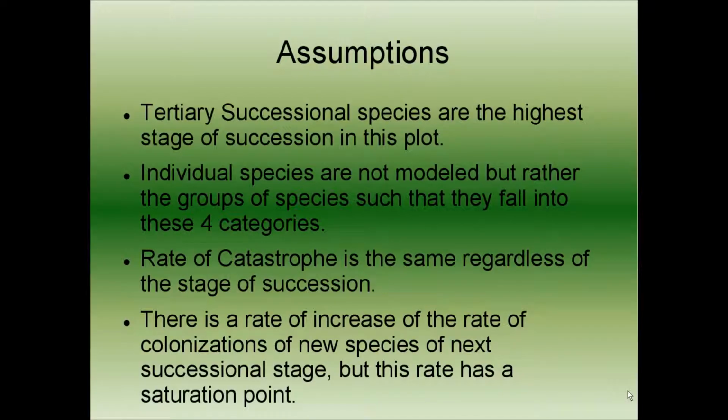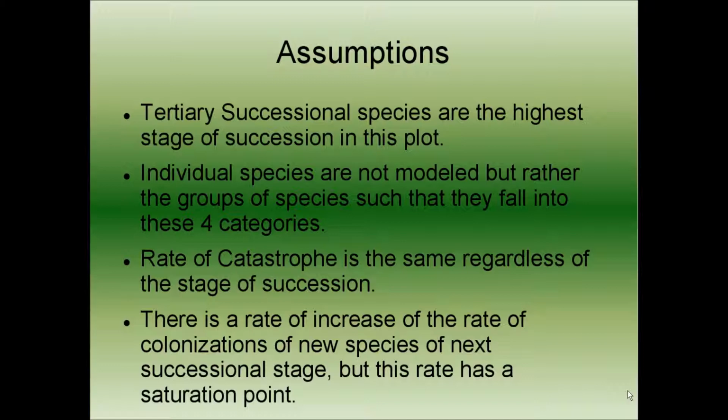Now, in order for this model to work, there were various assumptions that were made. I've mentioned some of them before, but I will now explicitly state them. Tertiary successional species are assumed to be the highest stage of succession in this plot. Furthermore, individual species are not being modeled, but rather the groups of species that they fall into, such that they create 4 categories. So you could create more categories if you wanted to. You would just have to reflect that in the equations that were created.